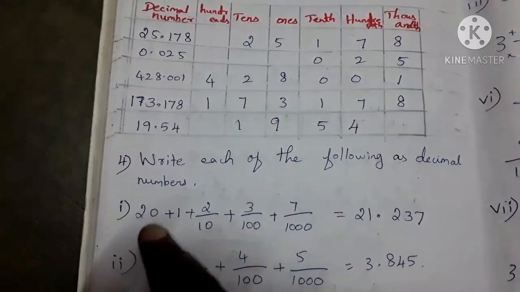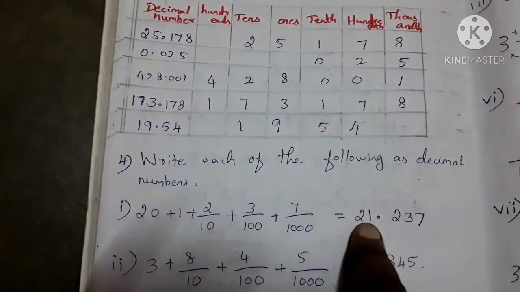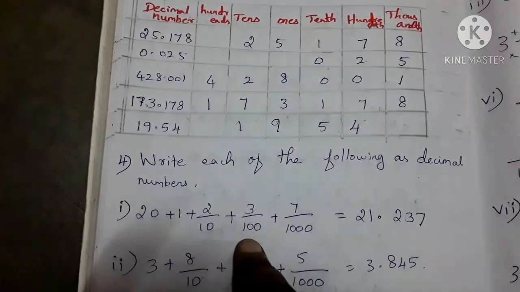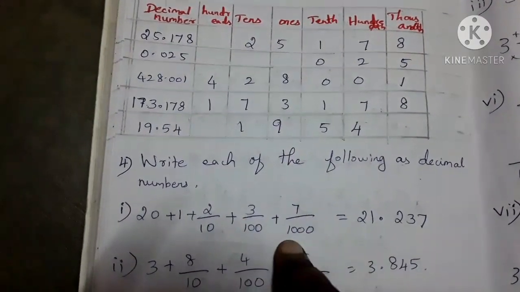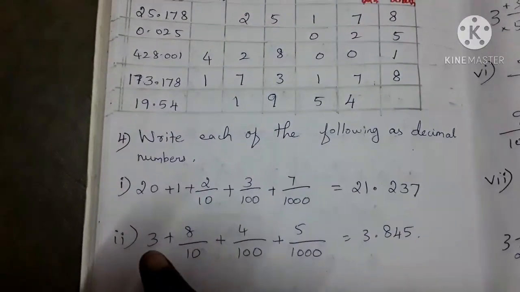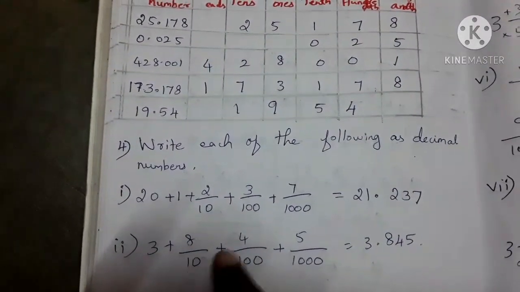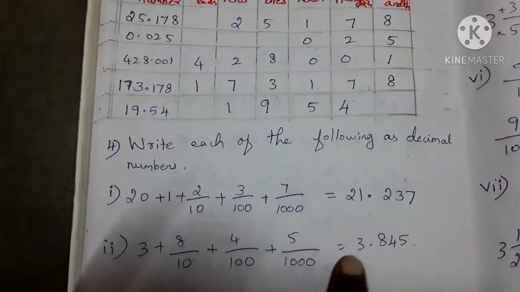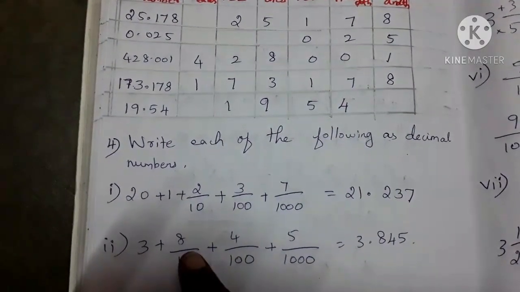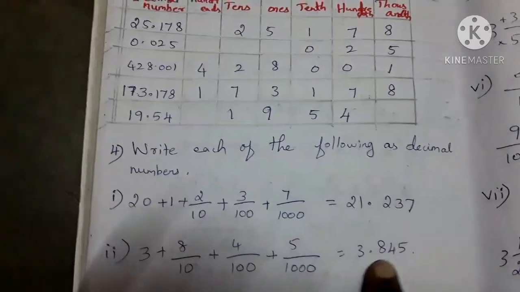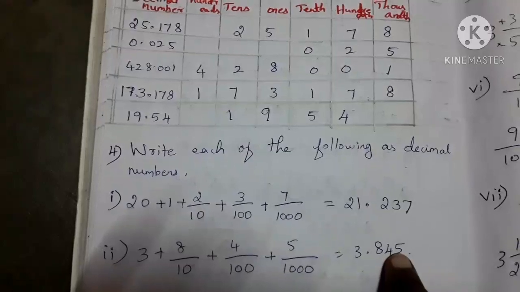So here 20 plus 1 is 21 point. Tenth place is 2, hundredth place is 3, thousandth place is 7. Next, 3 plus 8 by 10 plus 4 by 100 plus 5 by 1000. So 3 point, tenth place 8, hundredth place 4, thousandth place 5. So 3.845.